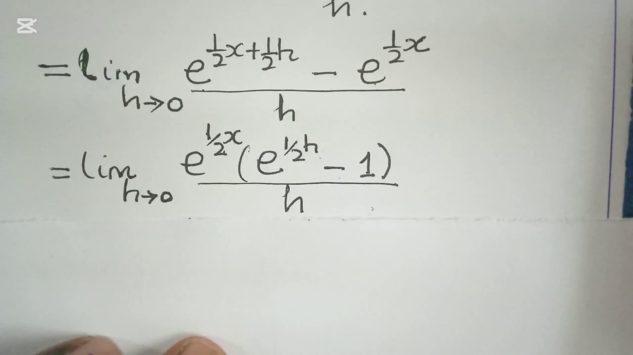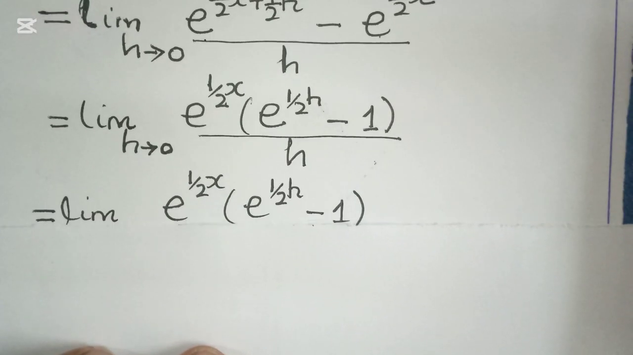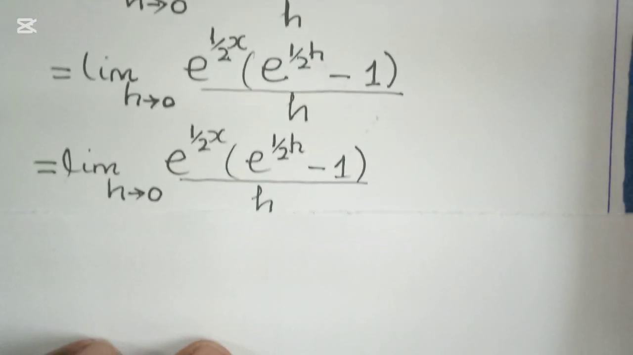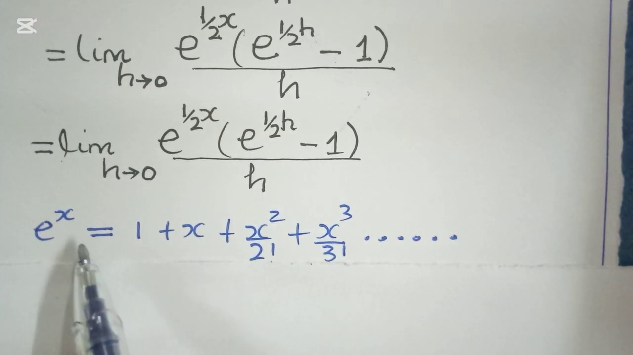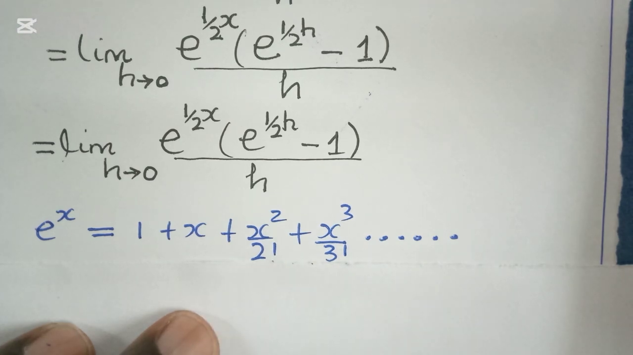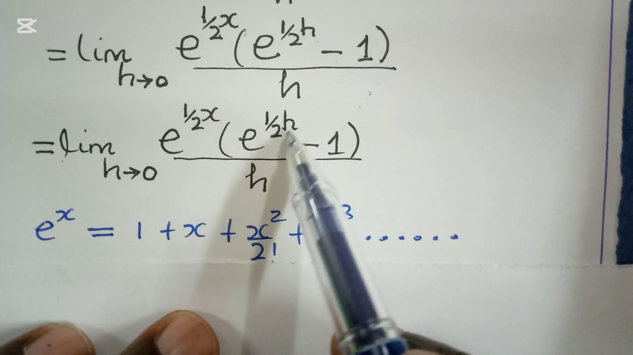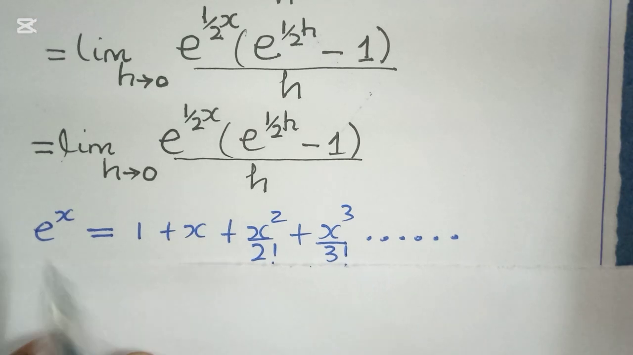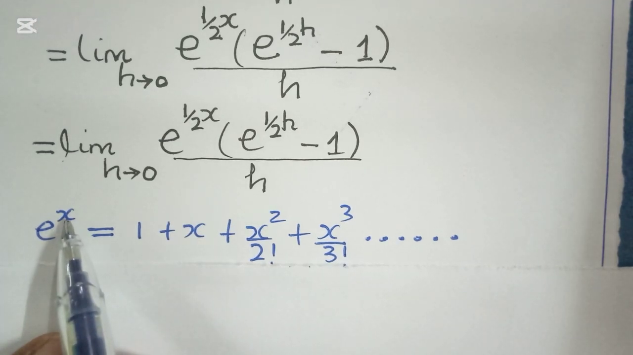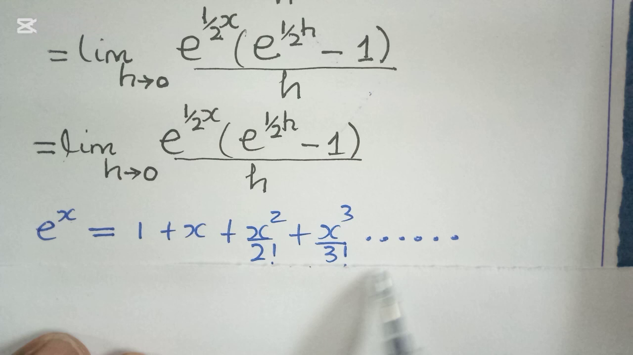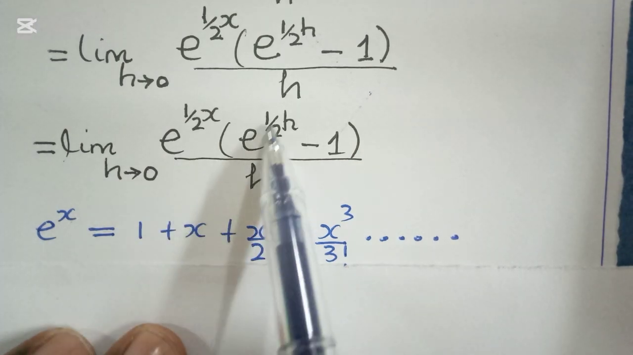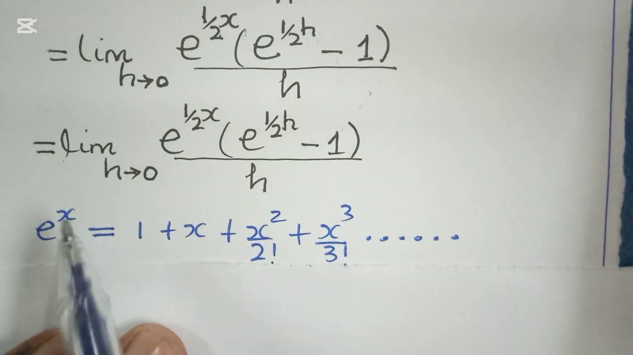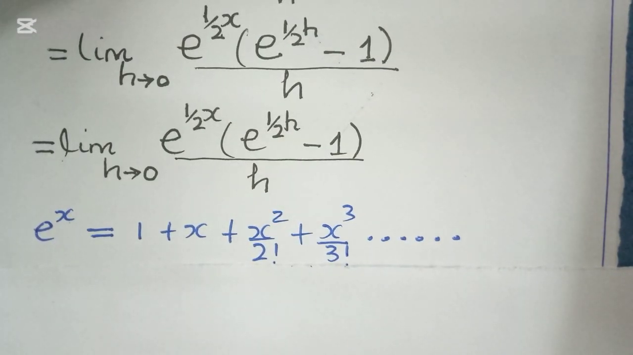Guys, we now come to the series. We usually have the series of e raised to x, and the series of e raised to x is as given below. The series of e raised to x is right here. So guys, we are going to use this series now to replace e raised to a half h. Instead of having x as our series has, we are now going to put a half h in the place of x, and that is what we are going to have here.